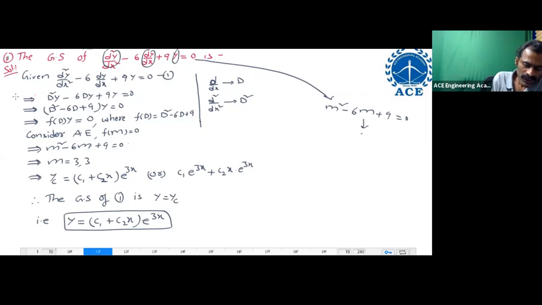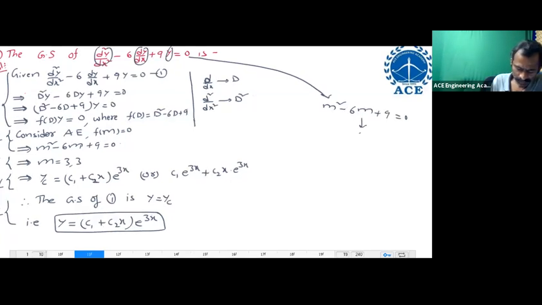In 5 steps, we can do this problem. Here to here is 1 step, writing the equation in terms of the differential operator. The 2nd step is writing the auxiliary equation. Solving it for roots is the 3rd step. Depending on the roots, writing the complementary function form is the 4th step. And using the constants, we write the general solution. This is the 5th step. In 5 steps, we can do the problem.